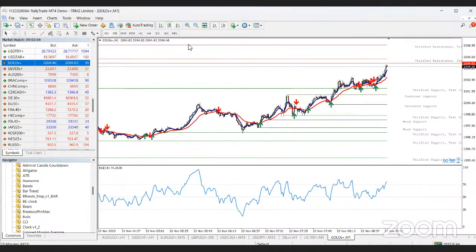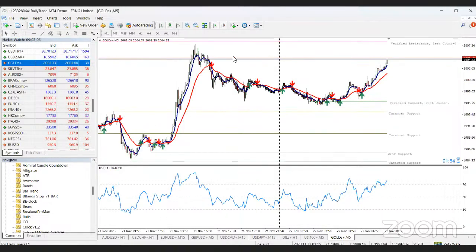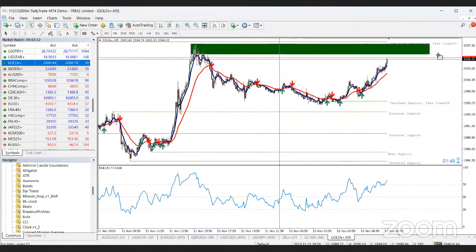So let's look at it on 5 minutes. You can see a lot of noise there for our scalper. So we want to be patient. People of God, let's be patient. Let's wait for it to enter its region. Let's not rush it. There's no rush to greatness.